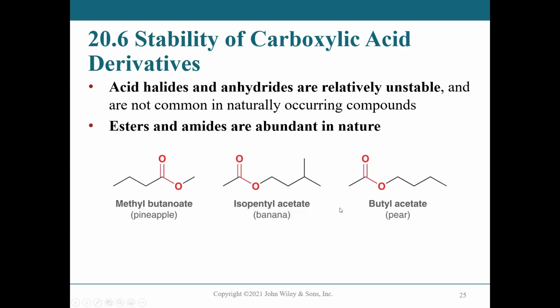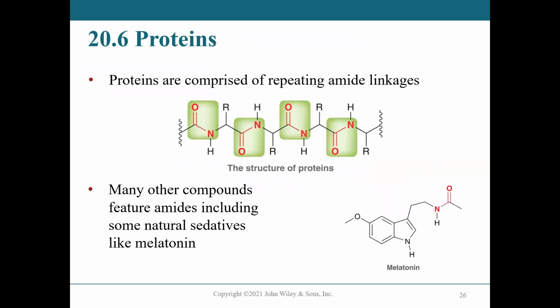So acid halides and anhydrides are relatively unstable and are not common in naturally occurring compounds. Esters and amides are abundant in nature. So they're showing you some esters and amides that are abundant in nature. Proteins are comprised of repeating amide linkages.